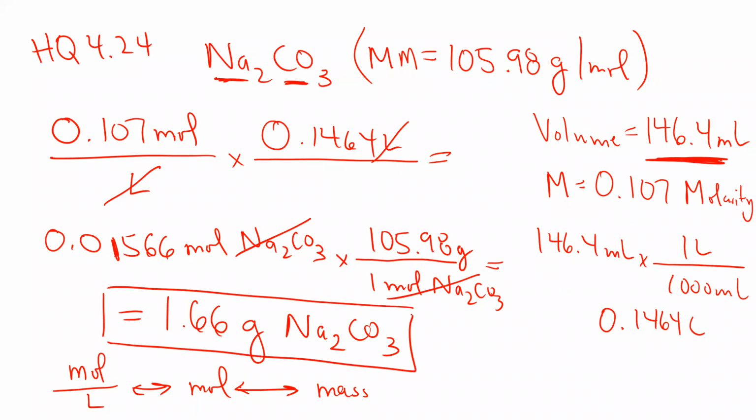to that solution, right? We want the concentration, which is moles per liter. I have to get rid of volume. I want to find out the total number of moles I need to make that concentration. So we multiply by our volume in liters. Once we had moles of sodium carbonate, then we can bring in the molar mass to say, okay, I would have to add 1.66 grams of sodium carbonate to that solution to make that concentration of sodium carbonate.